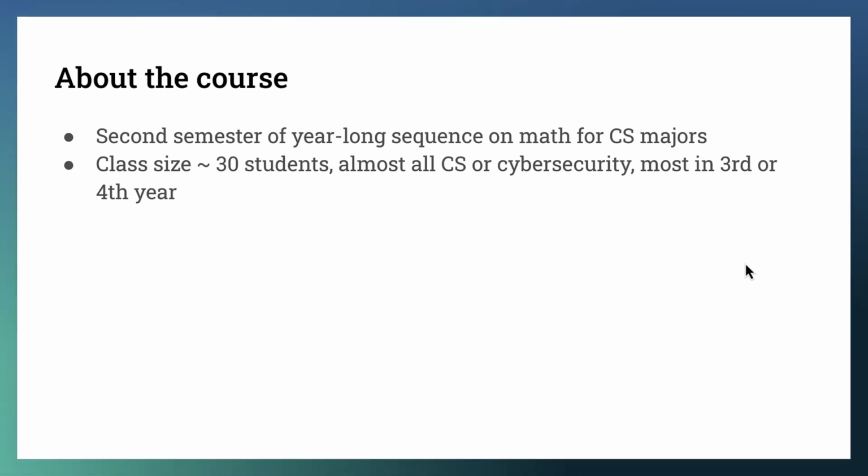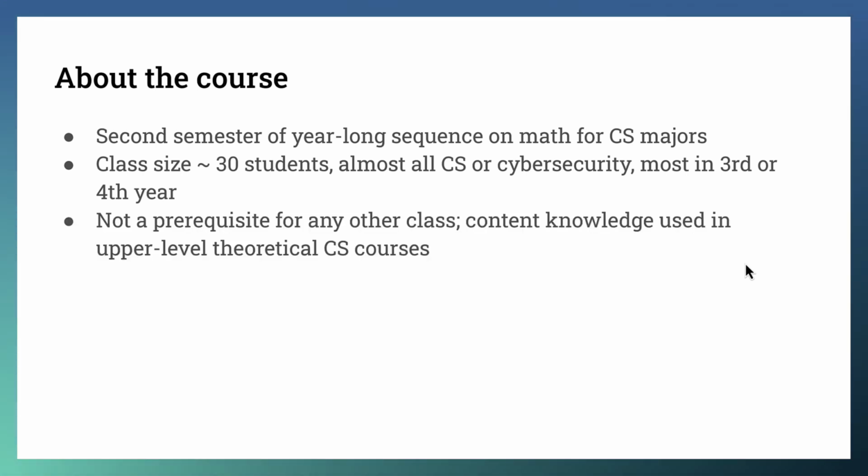The class size is pretty typical for us at Grand Valley State University, about 30 students, give or take. Nearly all of these are computer science or cybersecurity majors, and usually about two-thirds to three-quarters of them are in their third or fourth year. They're quite advanced and far along. Many of them are about to graduate when they take the course.